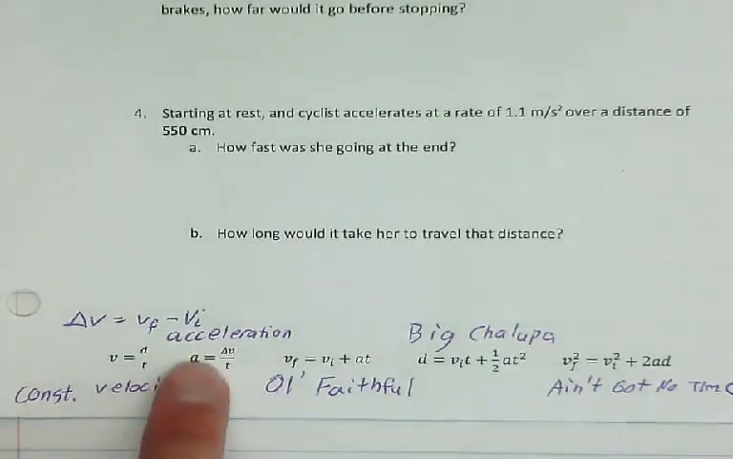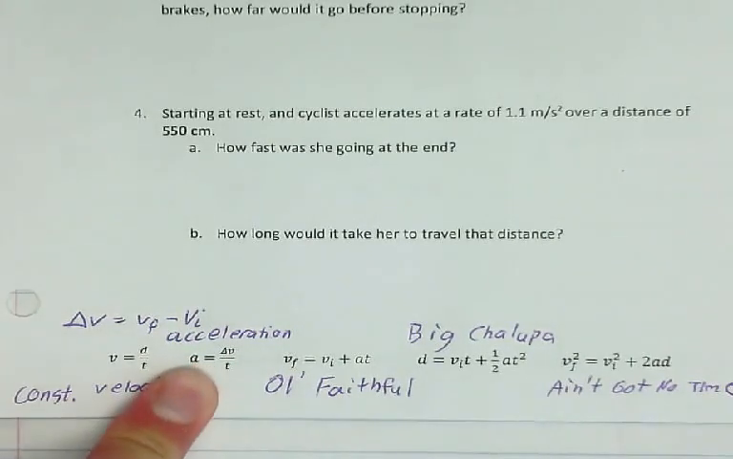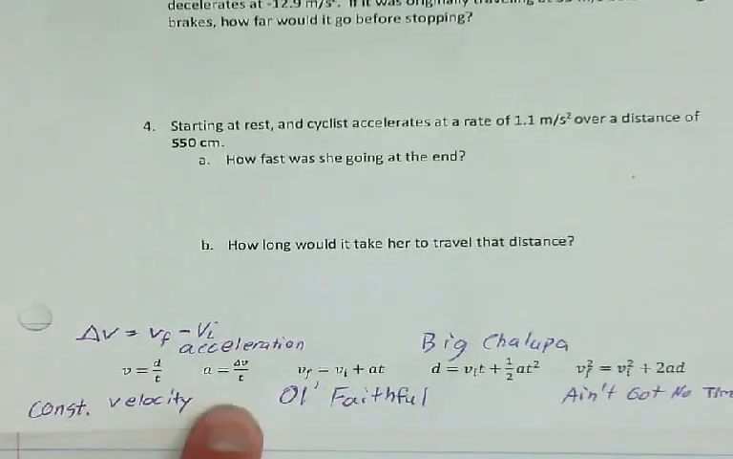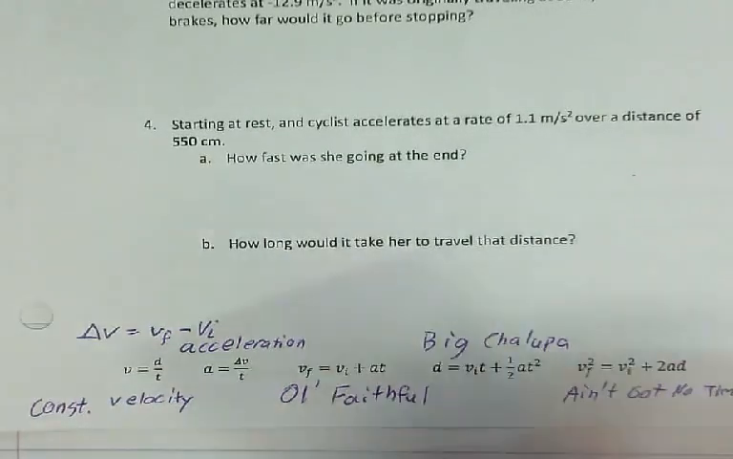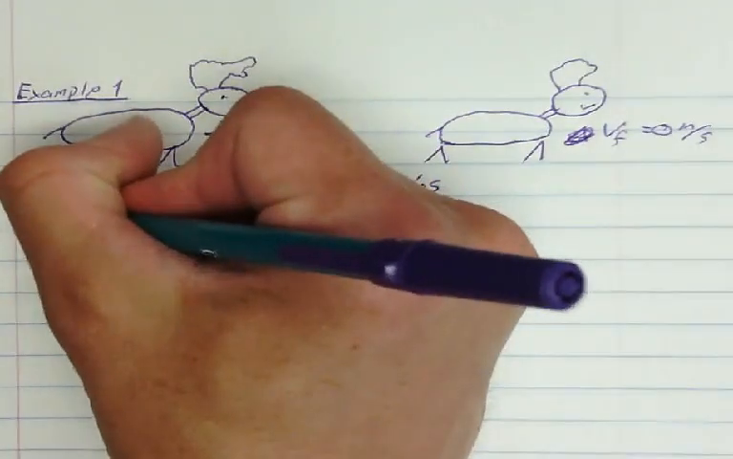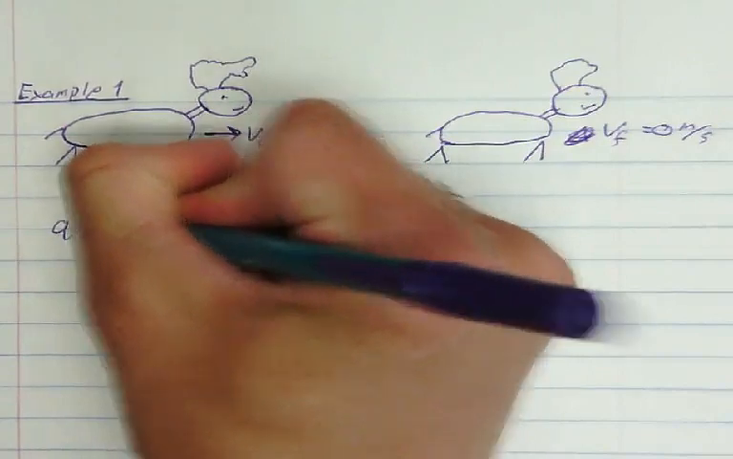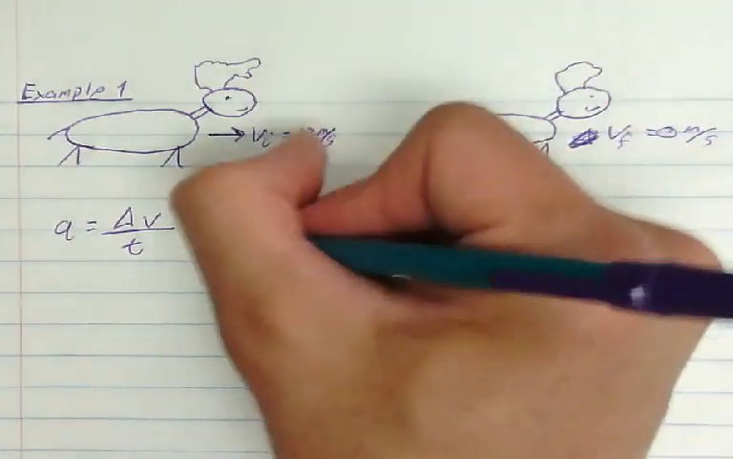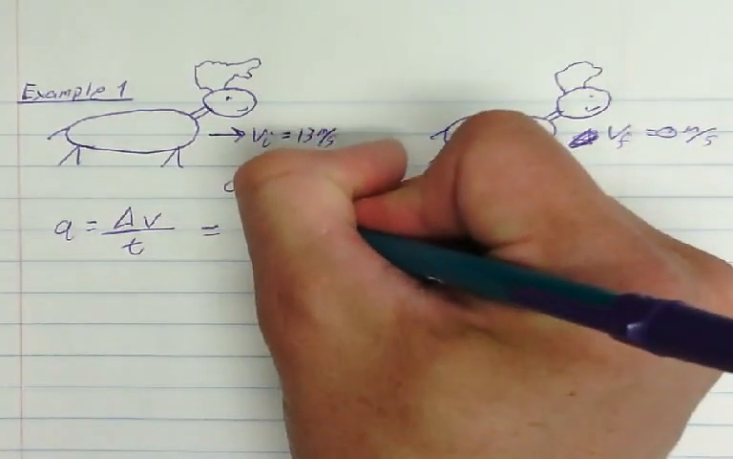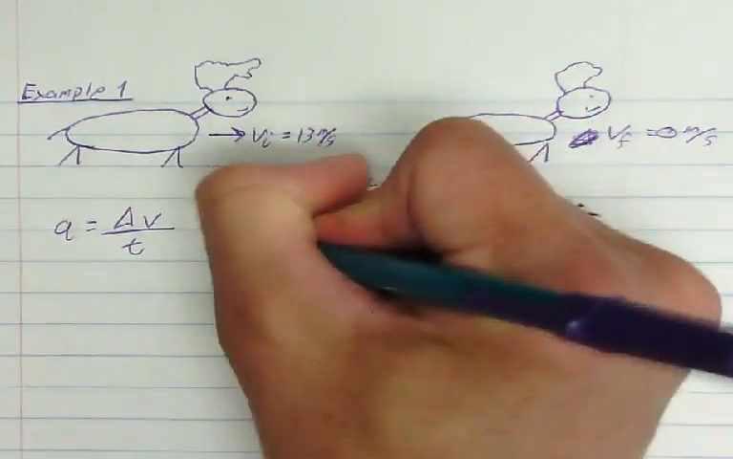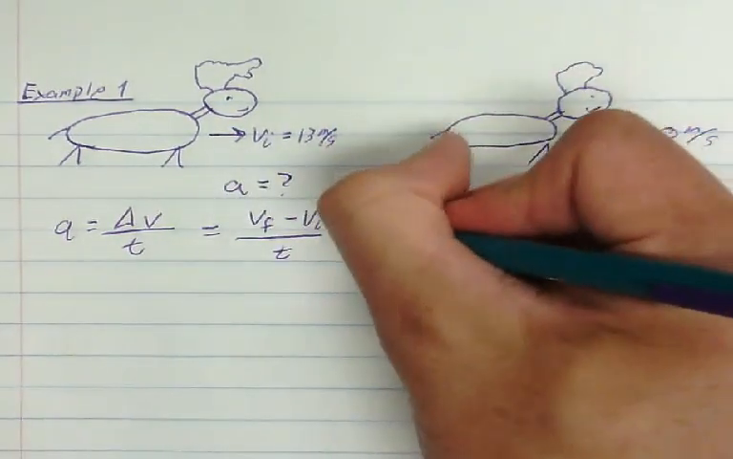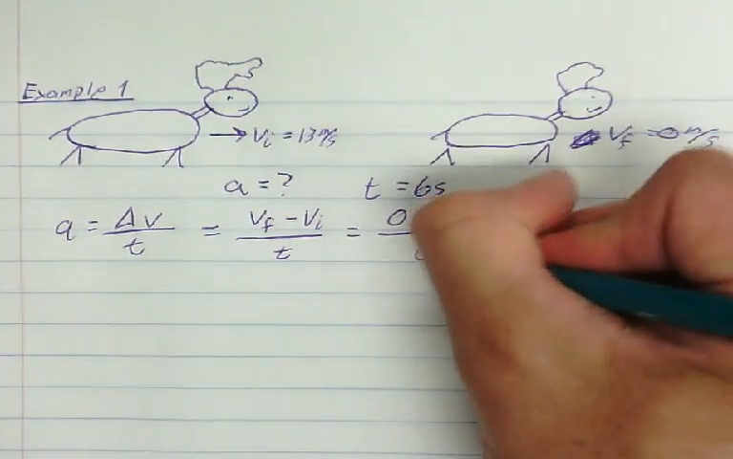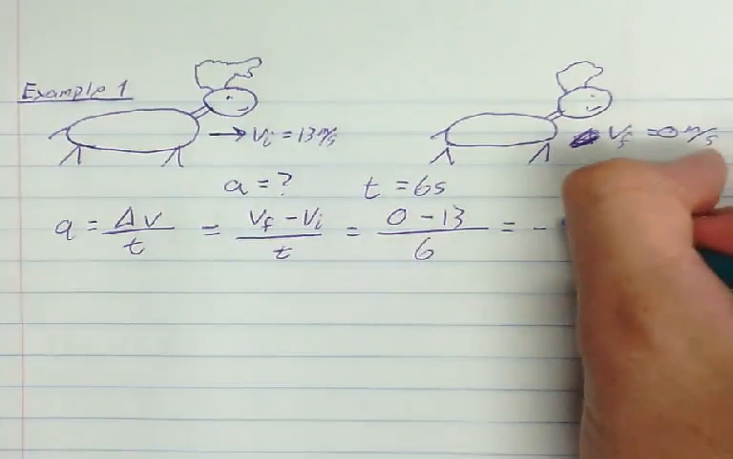Okay, so I'm going to look at the acceleration equation. I'm solving for A, which I am in my problem. Delta V is final minus initial. I know those. And it's divided by T, time. So since that one works, I'm going to use it. So A equals delta V over T. And now I'm ready to solve. Delta V is final minus initial. So this is 0 minus 13 over 6, which is negative 2.17.